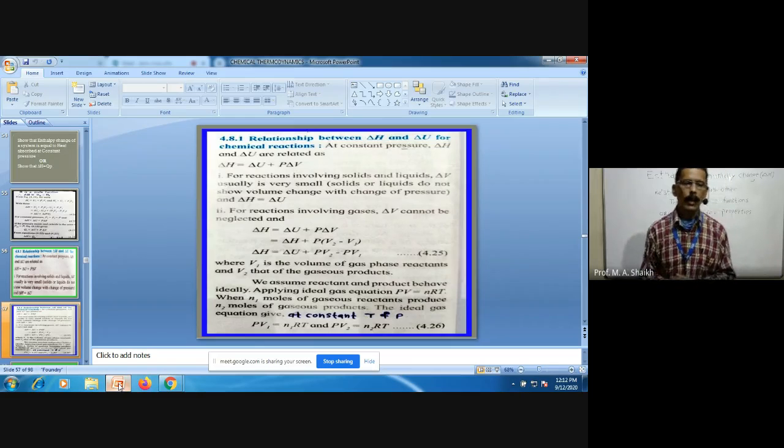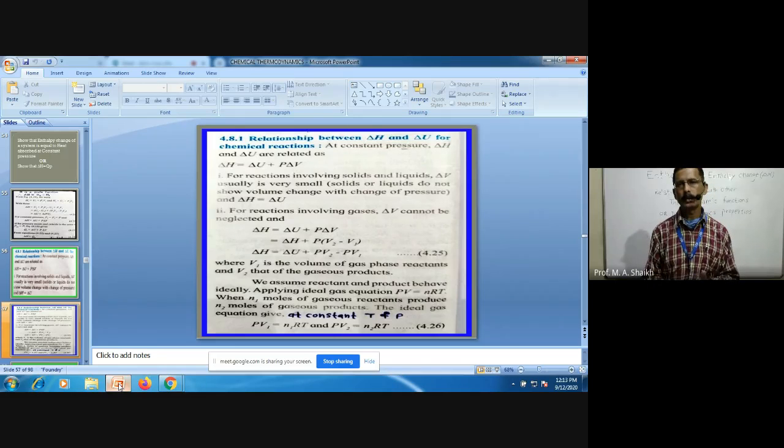Okay, so already we have seen the relation between delta H and delta U at constant pressure is delta H is equal to delta U plus P delta V. Delta V is equal to V2 minus V1. So put the value of delta V. And what we will get? Delta H is equal to delta U plus P in bracket V2 minus V1. Then solve the bracket, what we will get? Delta H is equal to delta U plus PV2 minus PV1.